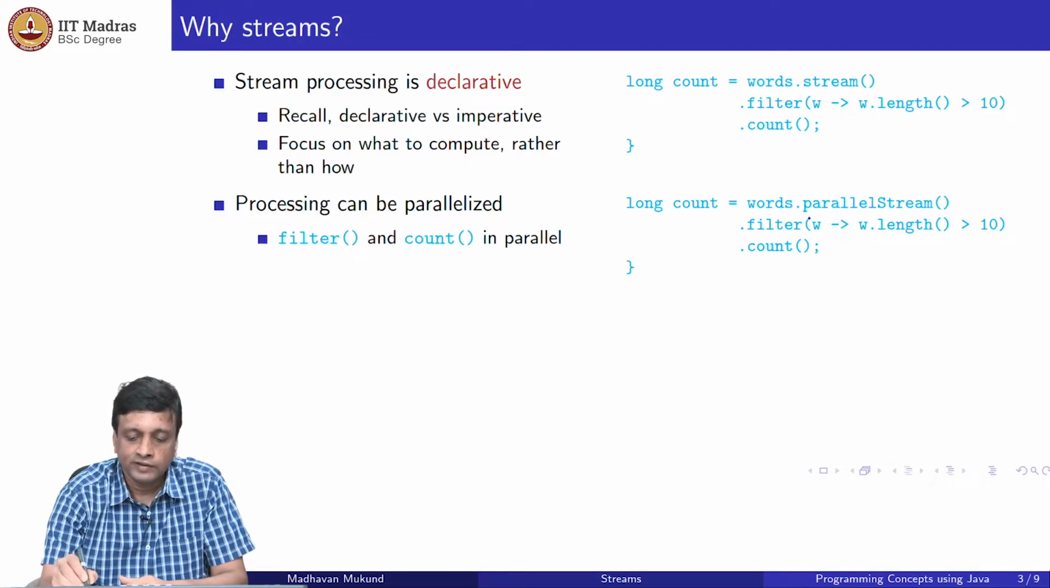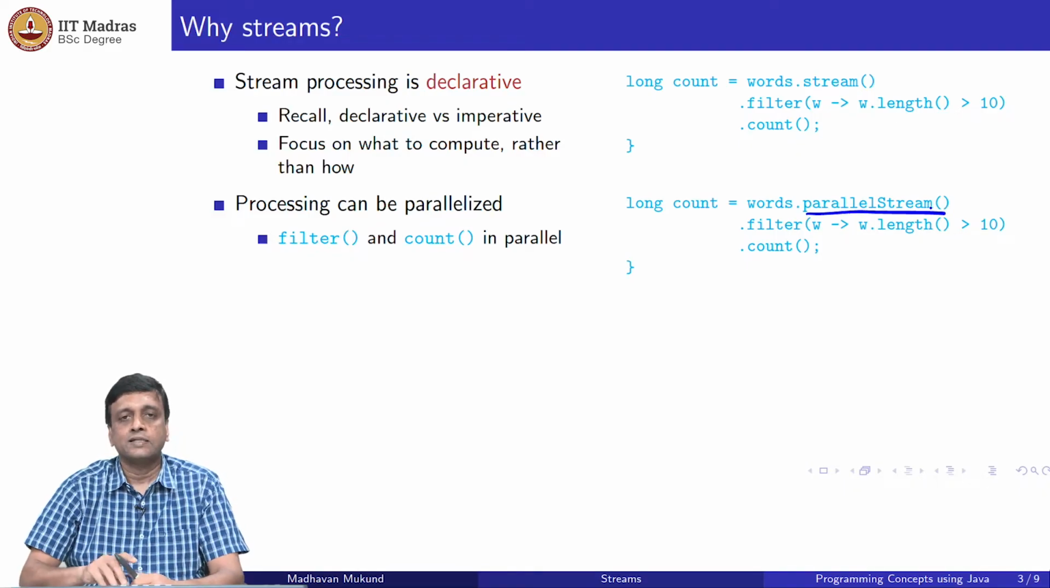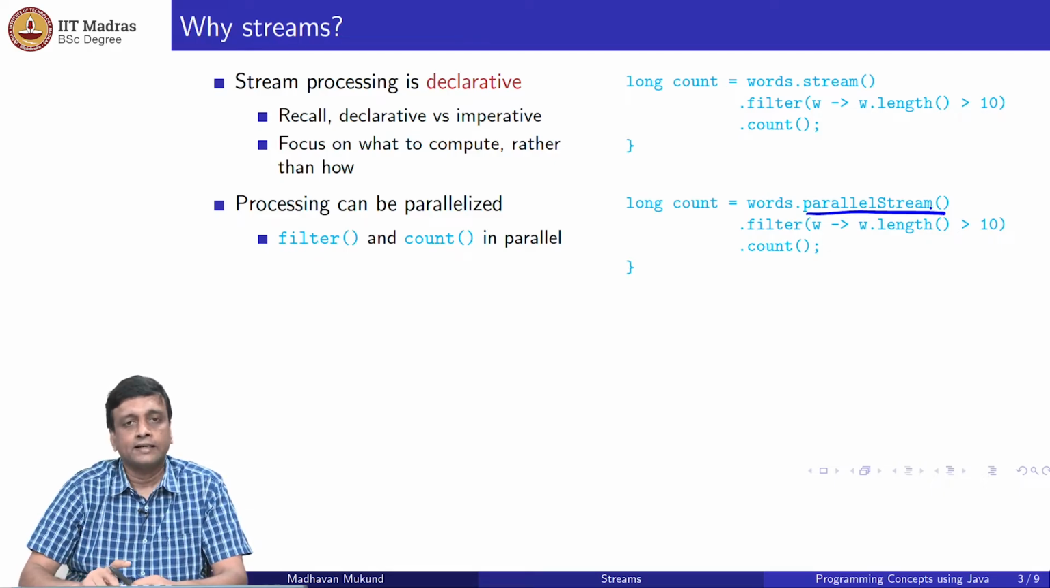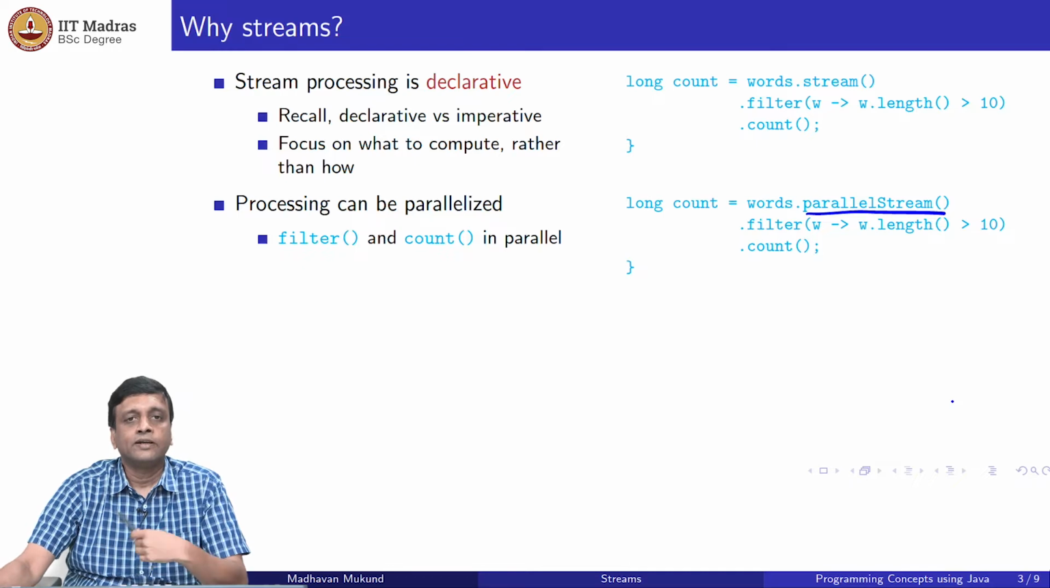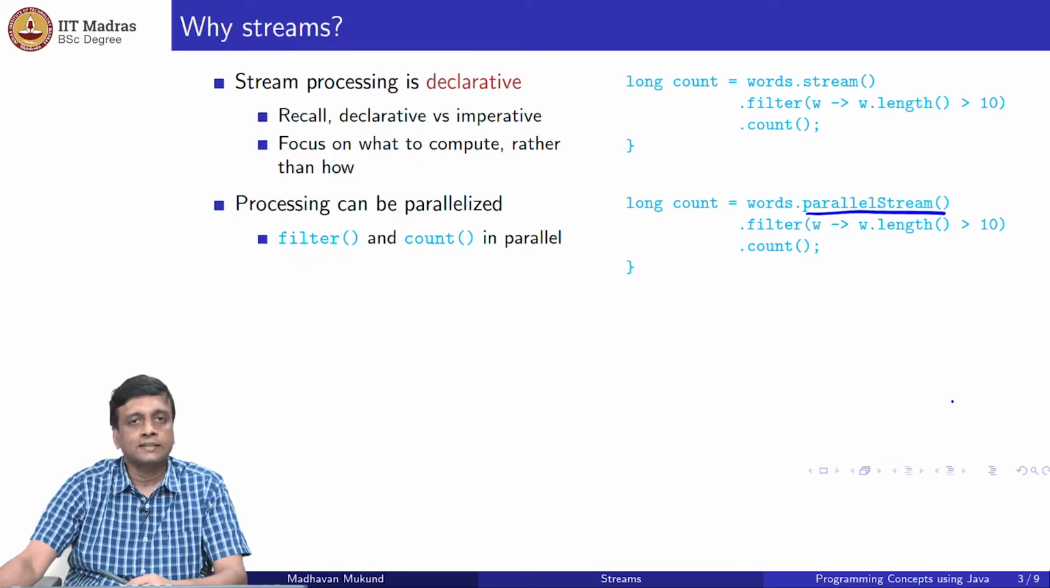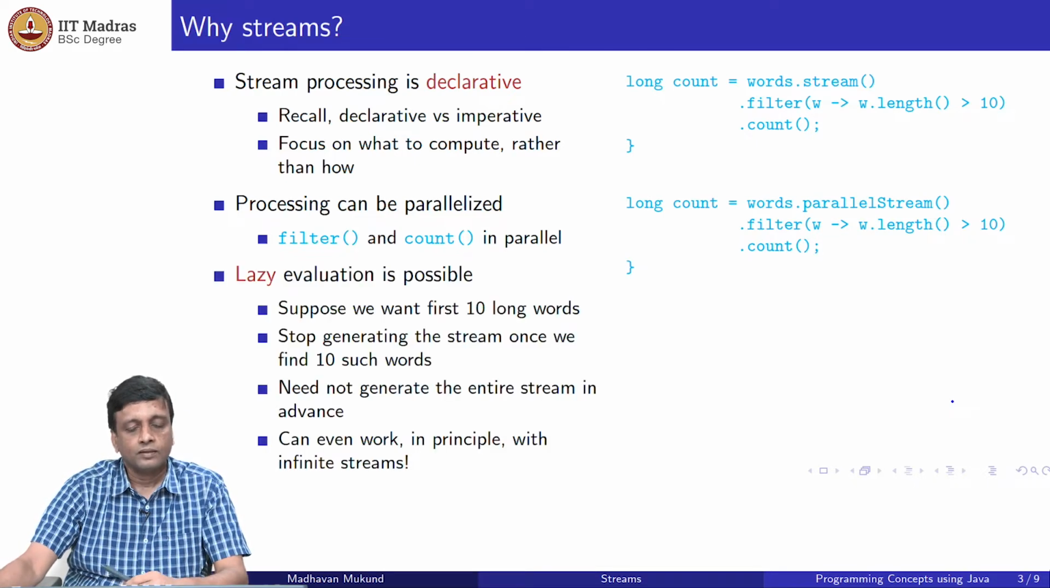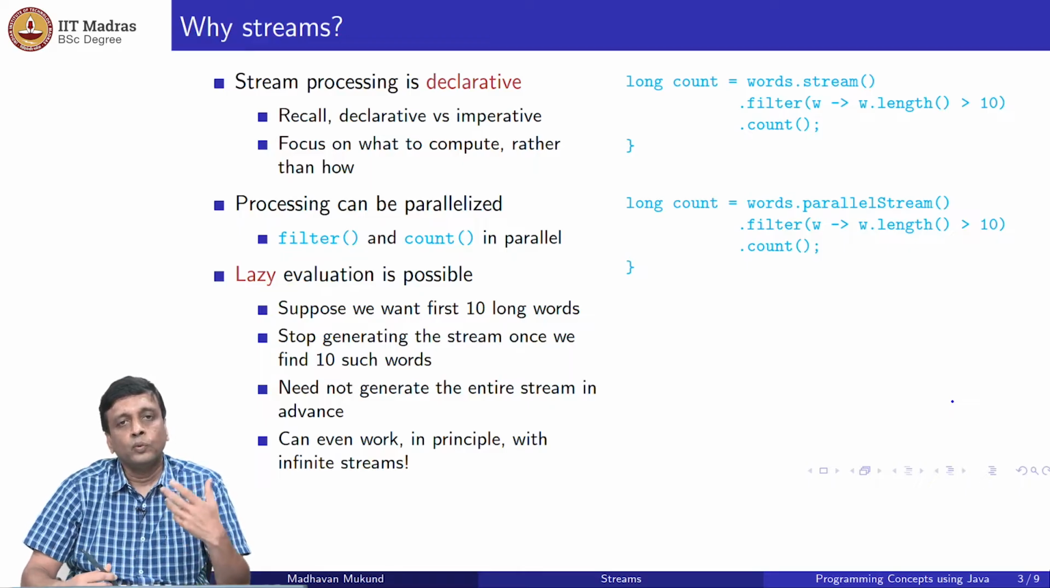So in fact, Java provides a way to create a parallel stream. We will not be looking too much at it right now, but there is one advantage of using streams which comes from the fact that you can actually deal with the elements in the collection in parallel. The other thing that we can do with a stream is what's called lazy evaluation.